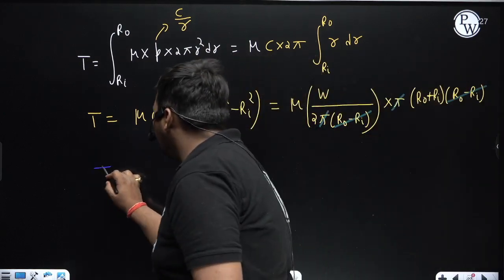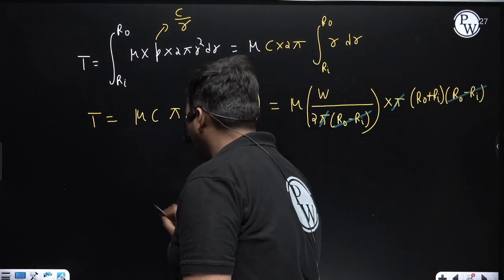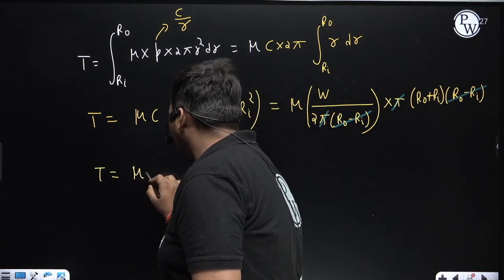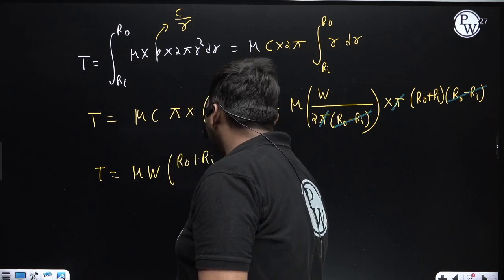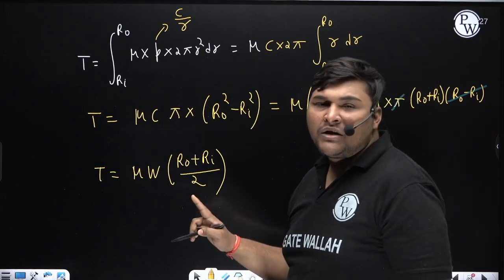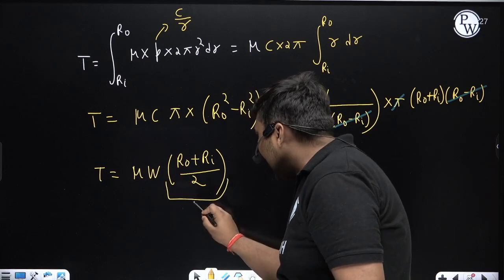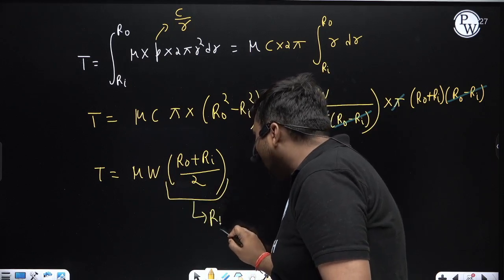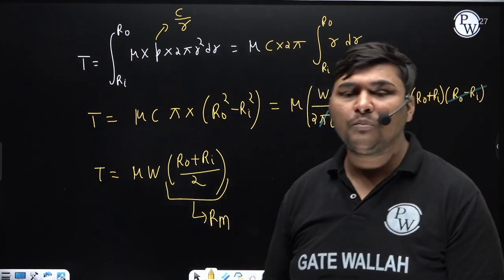So this torque relation will be mu into W into (R naught plus Ri) divided by 2. Now, we can read this torque relation as mu W into Rm. So it is mu, it is W. Can I say this is Rm, that is the mean radius? And for uniform wear theory, the expression to calculate the mean radius is (R naught plus Ri) divided by 2.